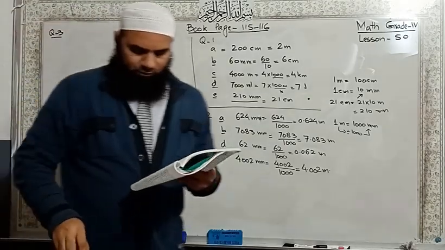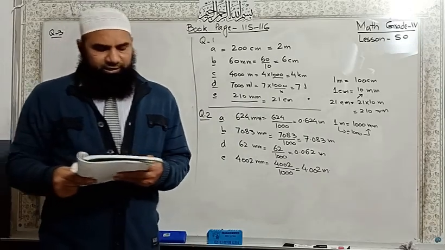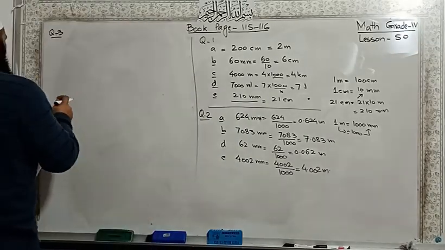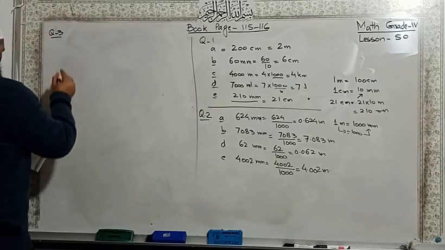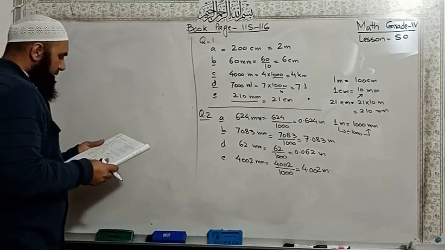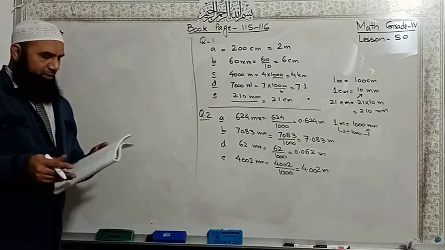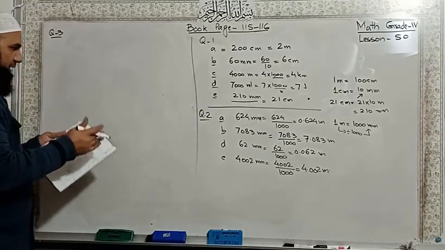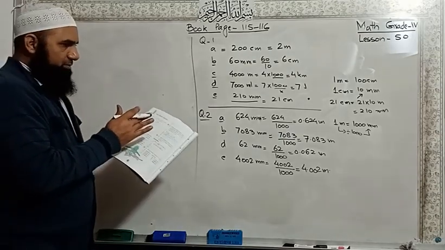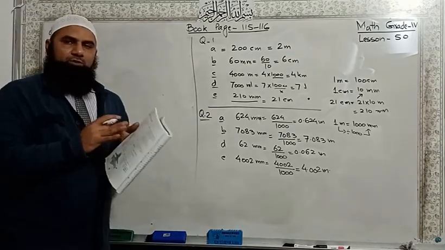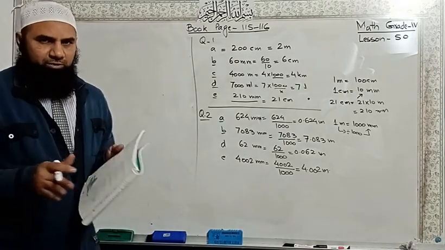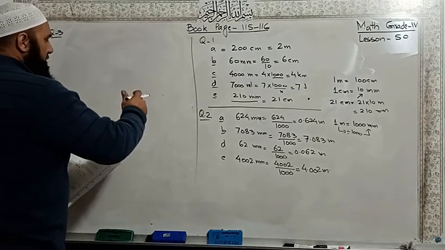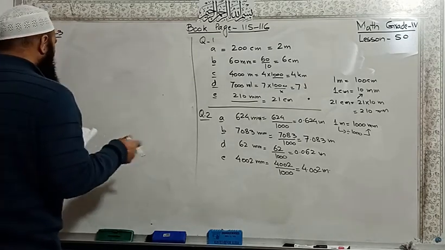Question number 3. Let's see question number 3 again. Write these lengths in centimeters. See the example: 629 millimeter will be equal to 62.9 centimeter. We know that when we go from small unit to a larger unit, we multiply. Do you remember always? When we go small unit to a large unit, we always multiply.